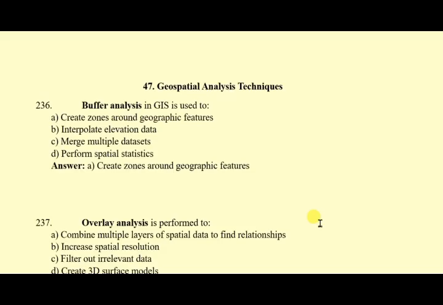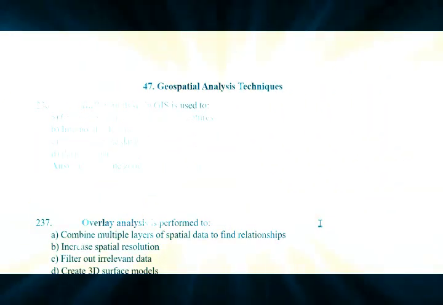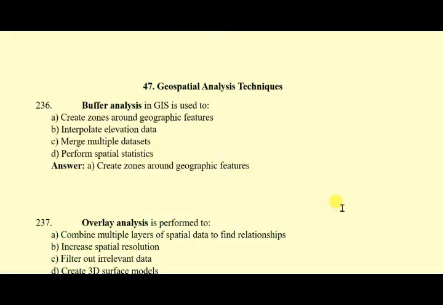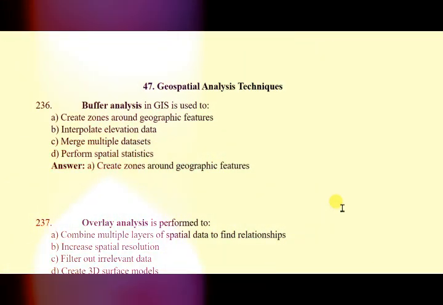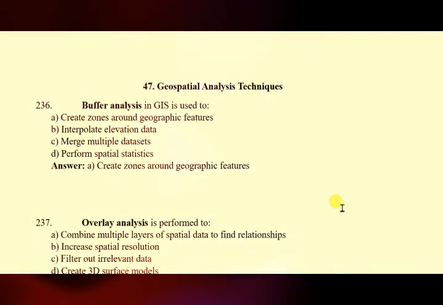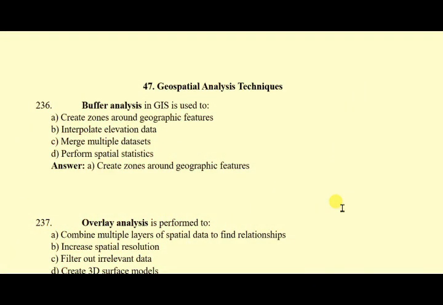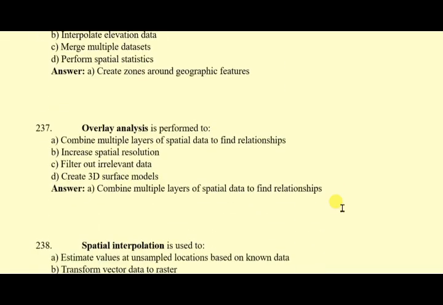Category 47. Geospatial analysis techniques. Question 236. Buffer analysis in GIS is used to create zones around geographic features, interpolate elevation data, merge multiple datasets, perform spatial statistics. Here the correct answer would be create zones around geographic features.